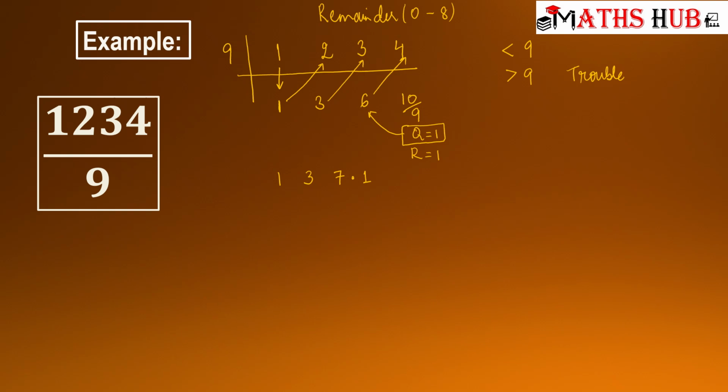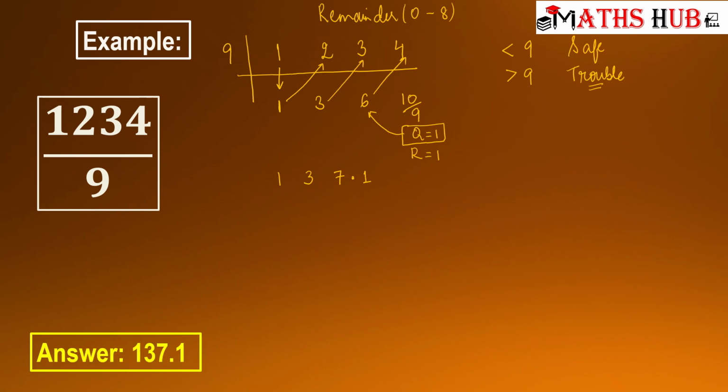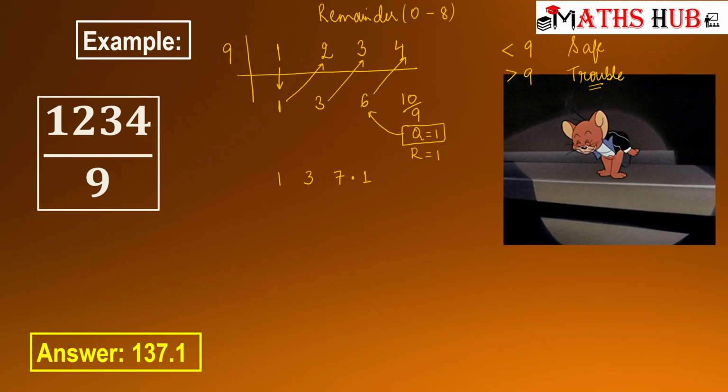Right? So I'm again repeating this last concept. Whenever you add the numbers and the numbers are less than 9, then you are safe. You don't have to do anything. But if the numbers obtained are greater than 9, then you are in trouble. In that case, whichever number is exceeding 9, you just divide by 9, get the quotient, get the remainder, add the quotient in the previous place and leave the remainder there. Right? So, your answer to this problem would be 137.1.